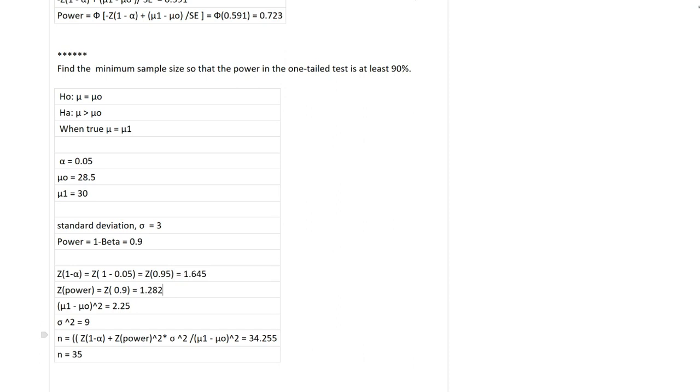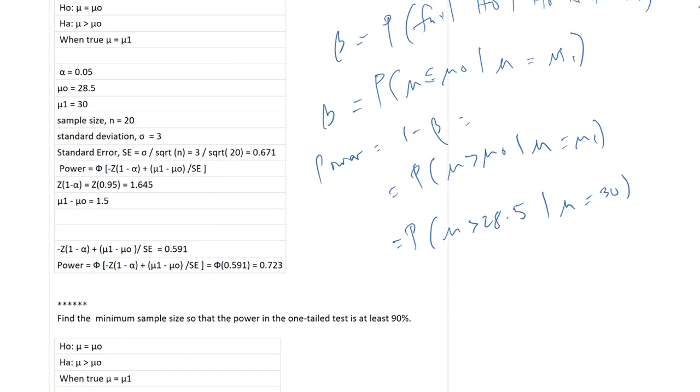Now you want to get this term here. So just simply put them all together, and it turns out to be 34.255. So n is equal to 34.255, so you have to round it up. And you say that for you to have a power of at least 90%, your sample size has to be 35 or greater.